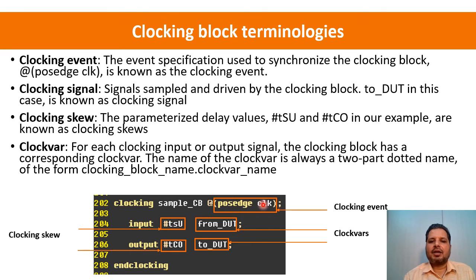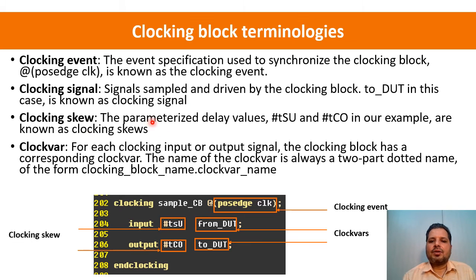In this example, it's this pausage of clock, and it's known as a clocking event. And then there's a clocking signal, and the signals are sampled or driven. These signals are not the ones that we are actually referring to in the clocking signals, although the names could be the same, but is the set of signals that ultimately get hooked up as an output port from the DUT to the clocking block signals, right? It's the actual signals that are the clocking signals which actually get sampled or get driven.